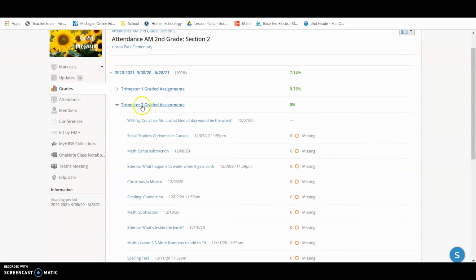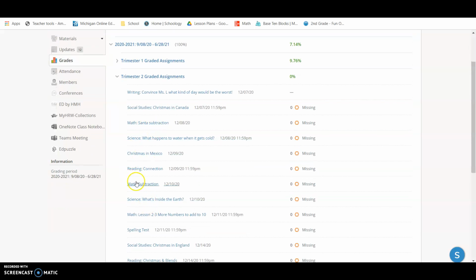Right here is trimester 2 graded assignments. Here are all of the assignments that will be taken into your child's report card and used to affect their grades. These are all of the assignments that I will be using as a grade, and that is why they are here under graded assignments. However, as you may have already noticed, not all of the assignments that I post are listed here. So there are some assignments that may be missing, but I am not taking for a grade. Those are just practice assignments.